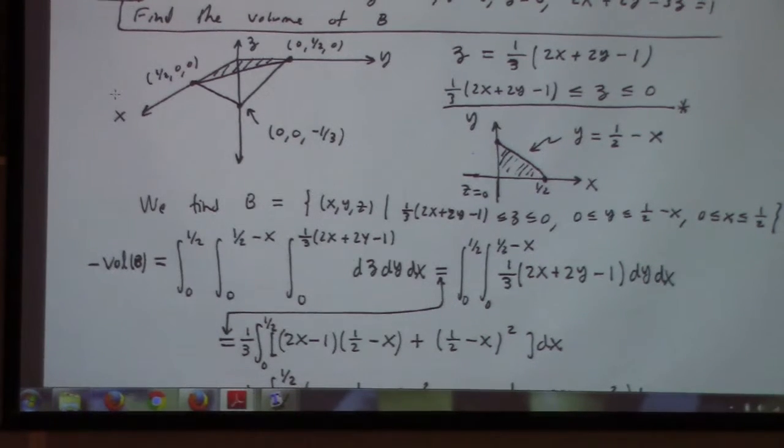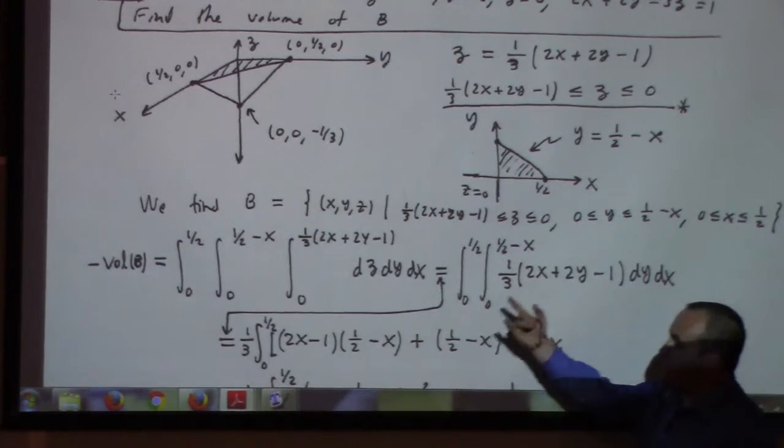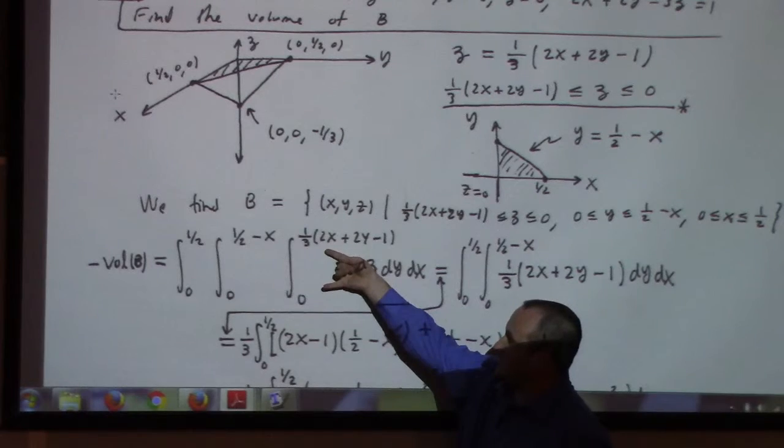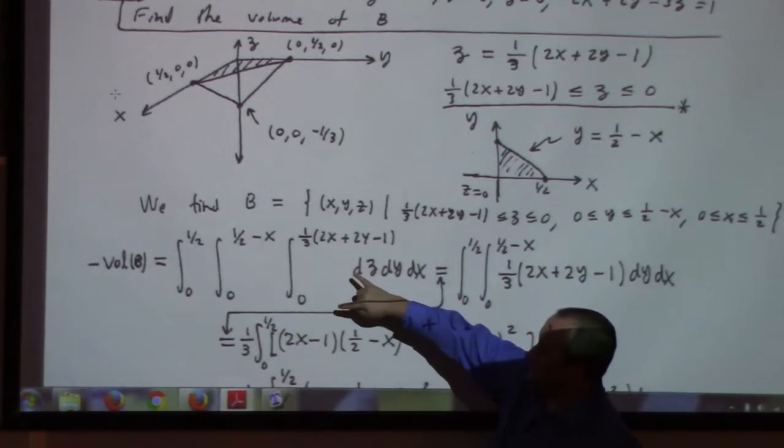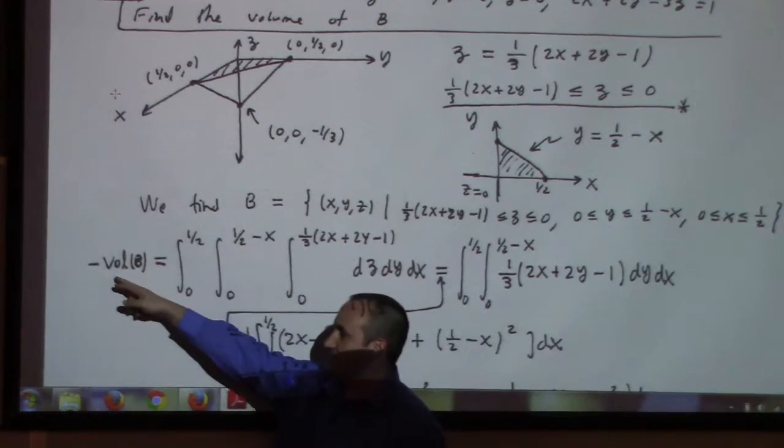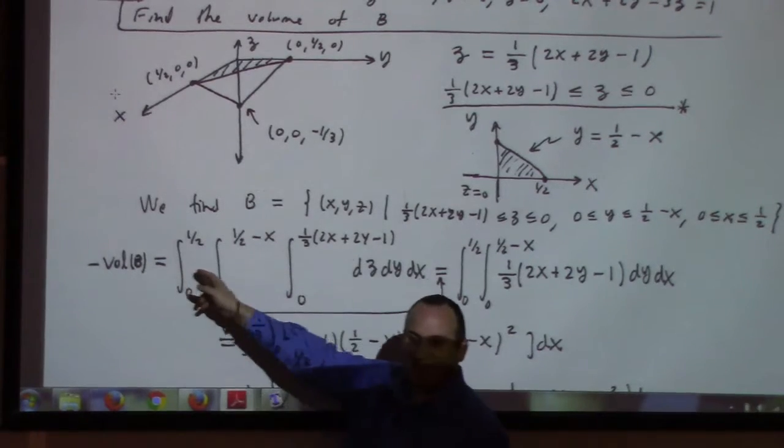This one was unfortunate because I think I said in the first octant the other day in class, but it's not in the first octant. It's below the xy plane, which means what I'm doing here is backwards. These really should be flipped the other way around. So to make up for that, I put minus the volume of B is what I'm calculating.